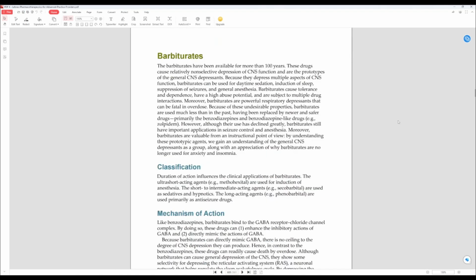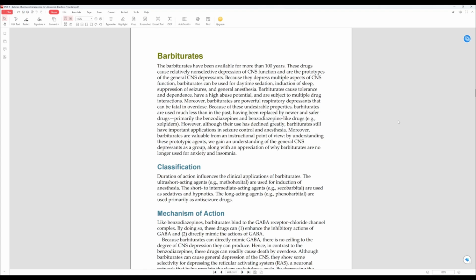So that brings us now to our barbiturates. The barbiturates have been available for more than 100 years. These drugs cause relatively non-selective depression of CNS function and are the prototypes of general CNS depressants. Because they depress multiple aspects of CNS function, barbiturates can be used for daytime sedation, induction of sleep, suppression of seizure, and general anesthesia. Barbiturates cause tolerance and dependence.